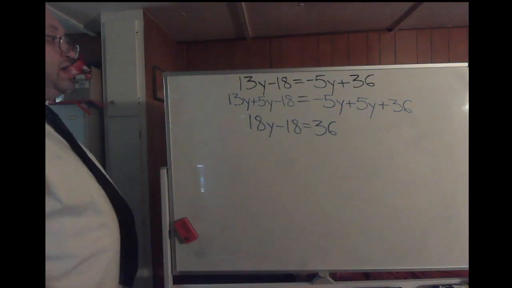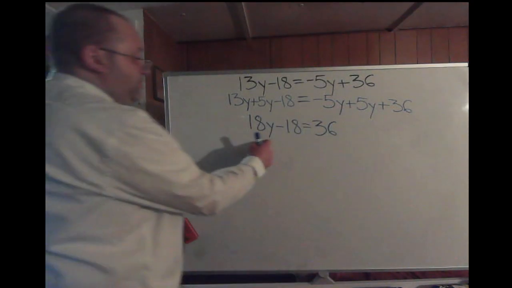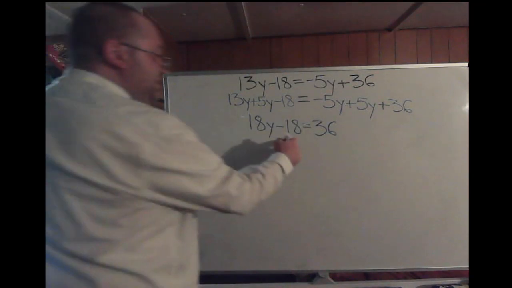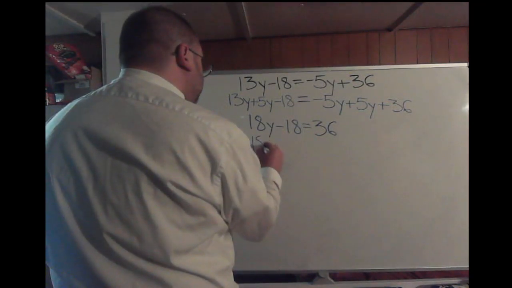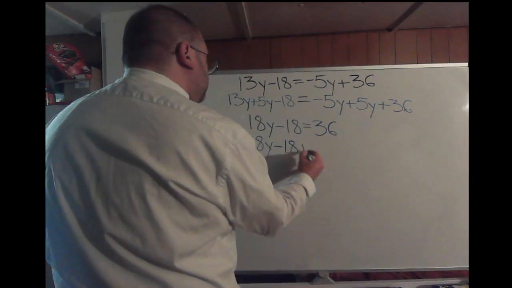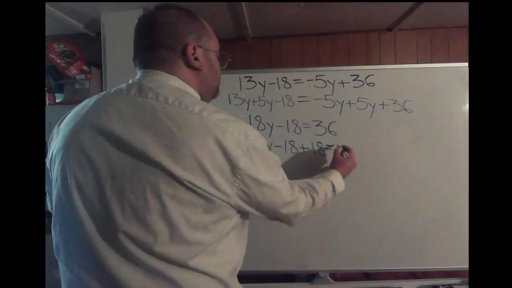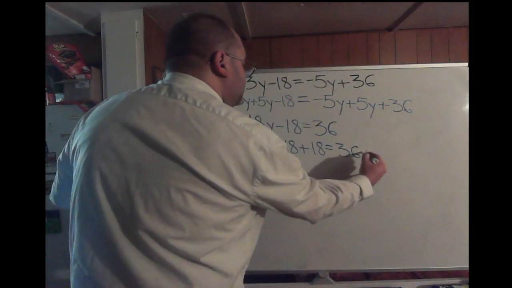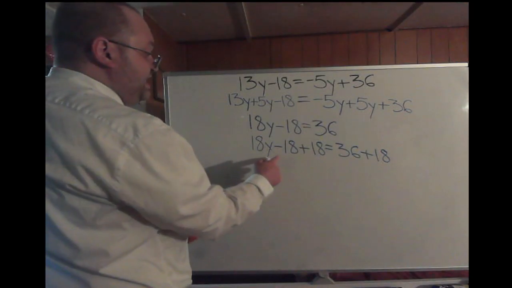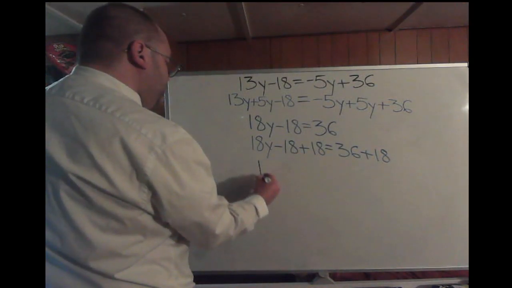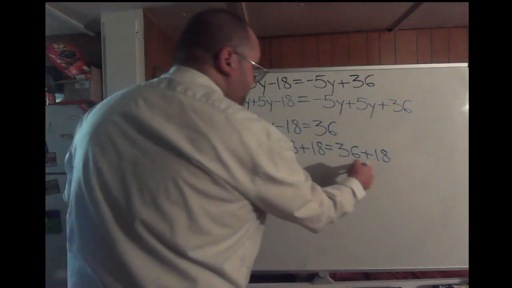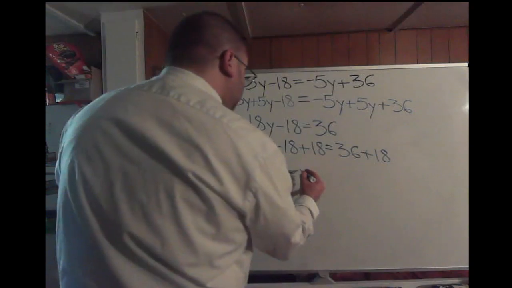Okay. Well, we have indeed 18y minus 18 on the left side. We want to just get that 18y by itself. We have a minus 18. We need to add 18 to get that 18y by itself. So you have 18y minus 18 plus 18 is equal to 36 plus 18, because you got to do it to the other side. Well, on the left side, negative 18 plus 18 is 0. You'll just have 18y on the left side. You'll set that equal to whatever 36 plus 18 is. The answer is that's going to be 54.